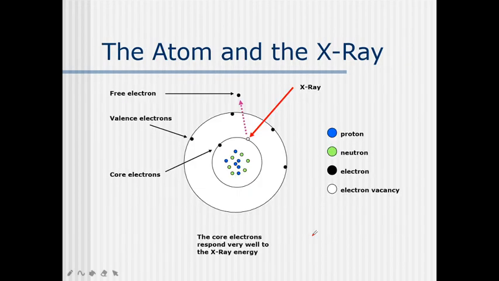The atom and the X-ray. Now let us understand there is an atom system. There will be protons and neutrons in the nucleus, and electrons rotating in the orbit. There are valence electrons and there are core electrons. The X-rays get bombarded on the core electrons and they respond very well to the X-rays. This is because the X-ray energy is almost equivalent to the binding energy of the core electrons.